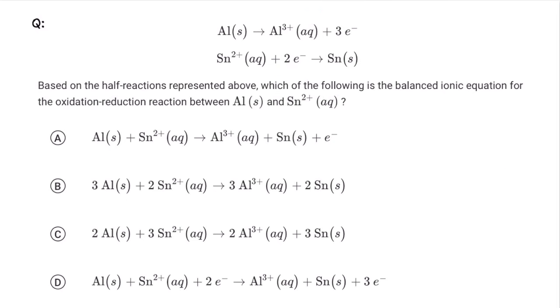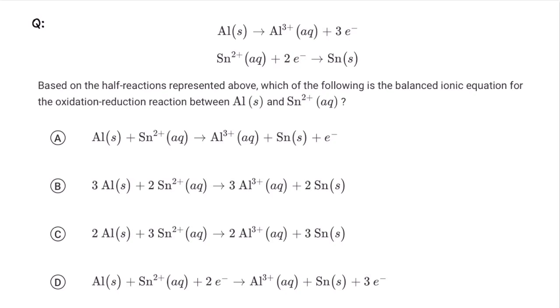Based on the half reactions represented above, which of the following is the balanced ionic equation for the oxidation reduction reaction between aluminum solid and tin 2 plus aqueous? So now you have 2 separate half reactions and you will have to combine them together to form a full reaction. For this type of question, you just need to match the number of electrons. For the first half reaction, I have 3 electrons on the right side. For the second half reaction, I have only 2 electrons on the left side.